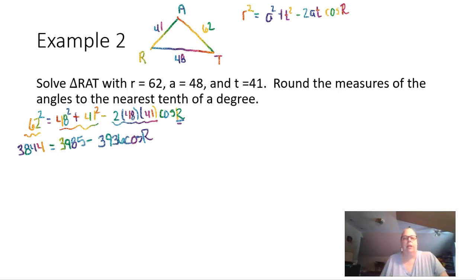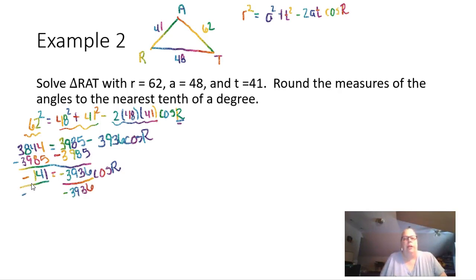All right, we're going to solve this like an equation. I'm going to start by moving this 3,985 to the other side with the 3,844. And this gives me negative 141, which is equal to negative 3,936 times the cosine of r. All right, we'll divide away this coefficient here, negative 3,936.